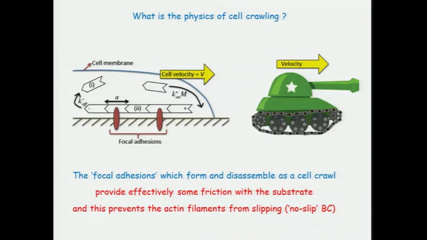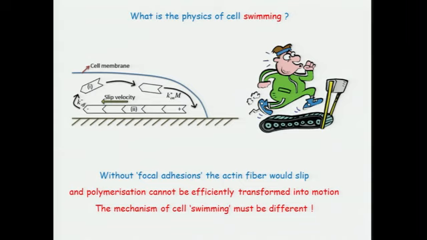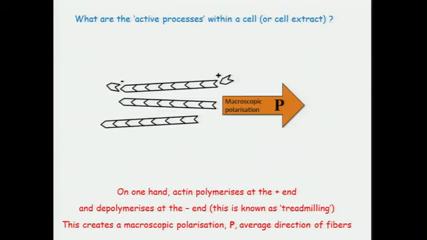Whereas if you knock out the focal adhesion, you would imagine that the actin, here is only a polymer, but even the network would do the same, would slip, and it wouldn't be able to push forward effectively. A little bit like the guy on the right. So the mechanism of cell swimming when there is not so much friction should be different.